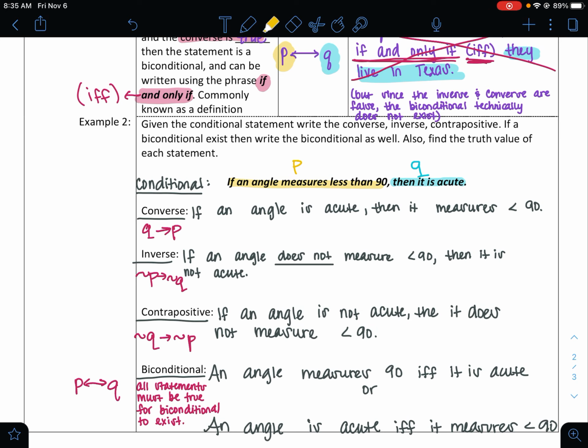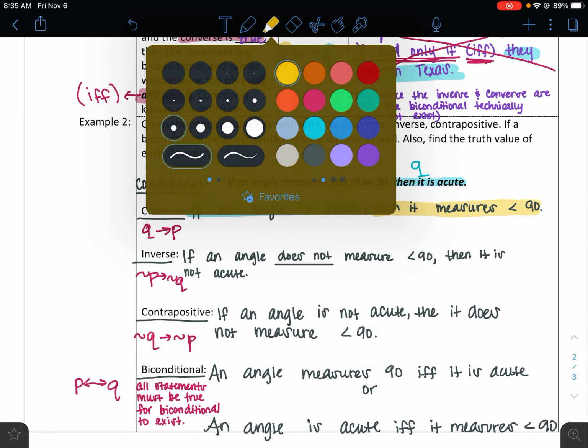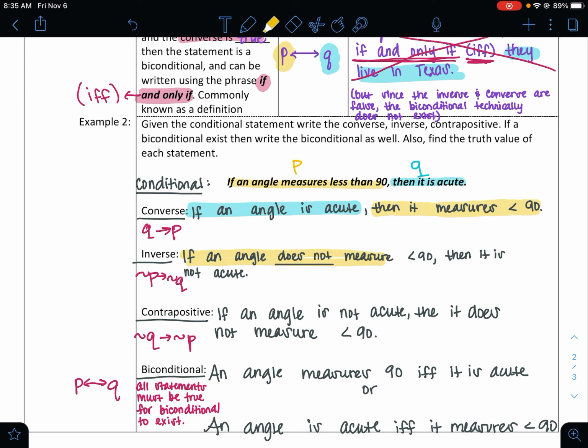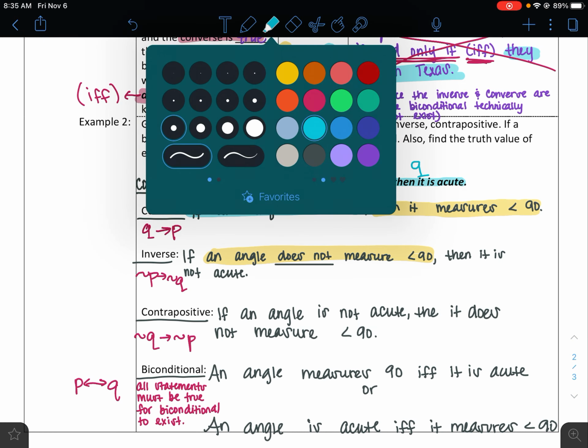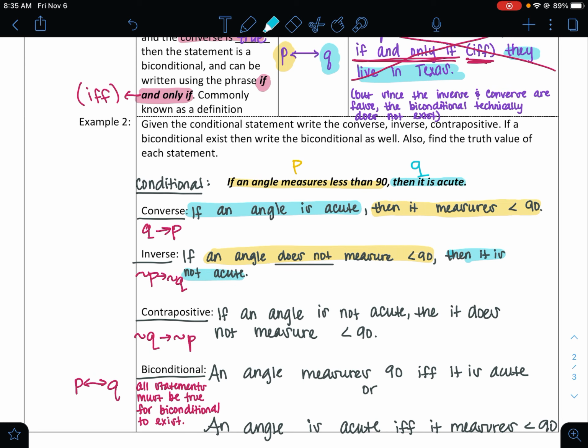So I'm going to go through and mark all of the P statements or the hypotheses. If an angle measures less than 90. So let's see. Got less than 90 right here because don't forget P comes second. Q comes first, so those two switch. Now for inverse, we do start with P, but they both say not. So we have, if an angle does not measure less than 90, then it's not acute.